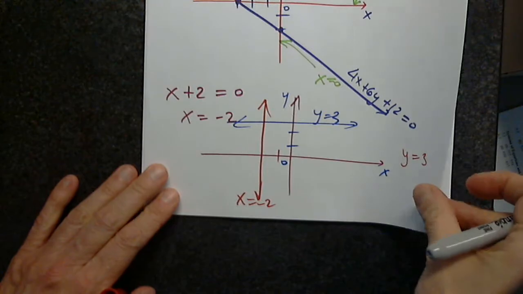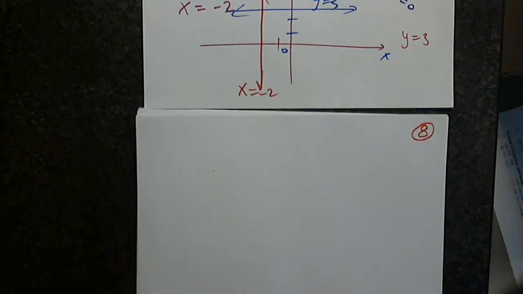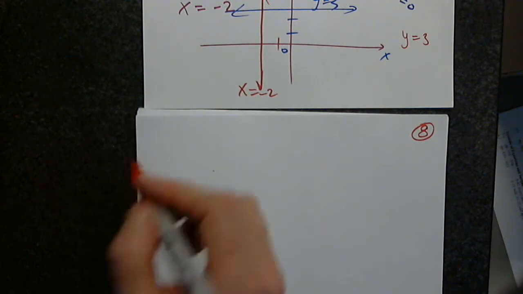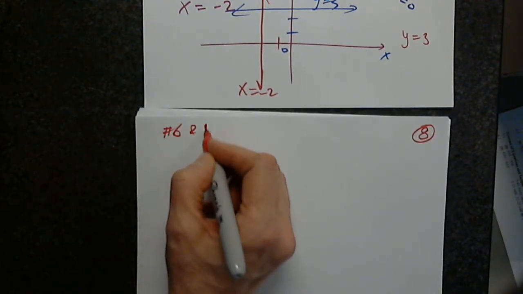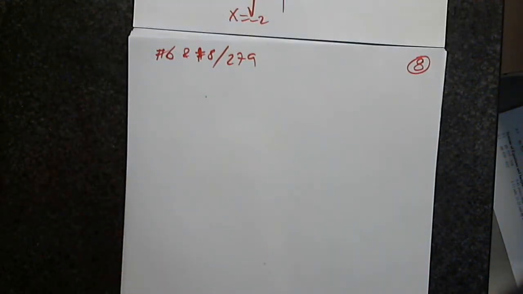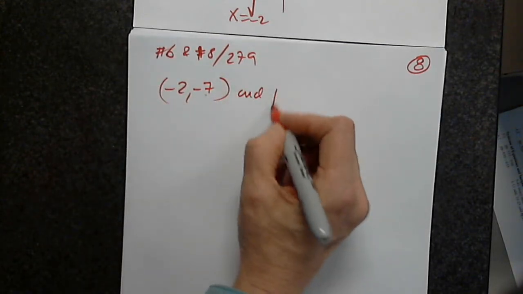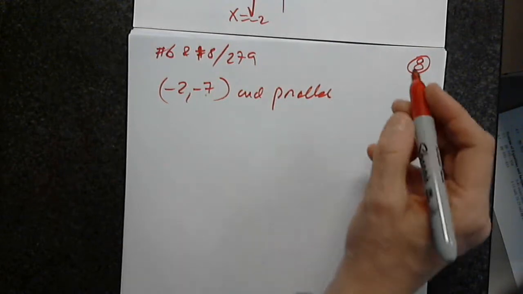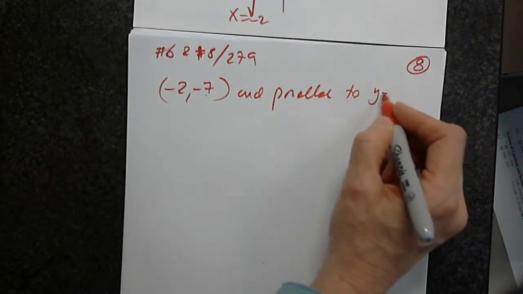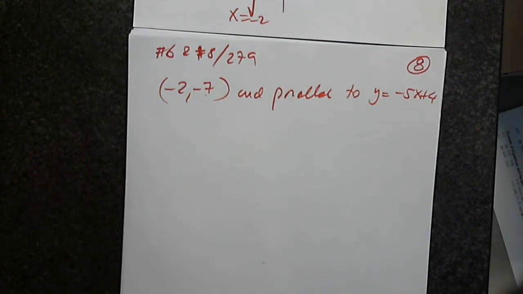On page 279, let's look at problem 6 and also problem 8. Okay, 6: the line passes through (-2, -7) and is parallel to the line y equals -5x plus 4. Is that number 8 or number 6? Number 6 first.